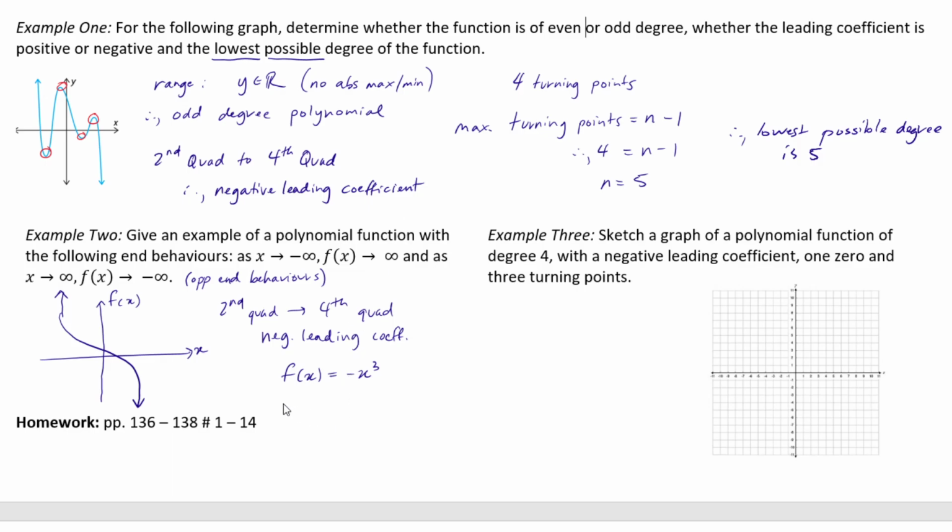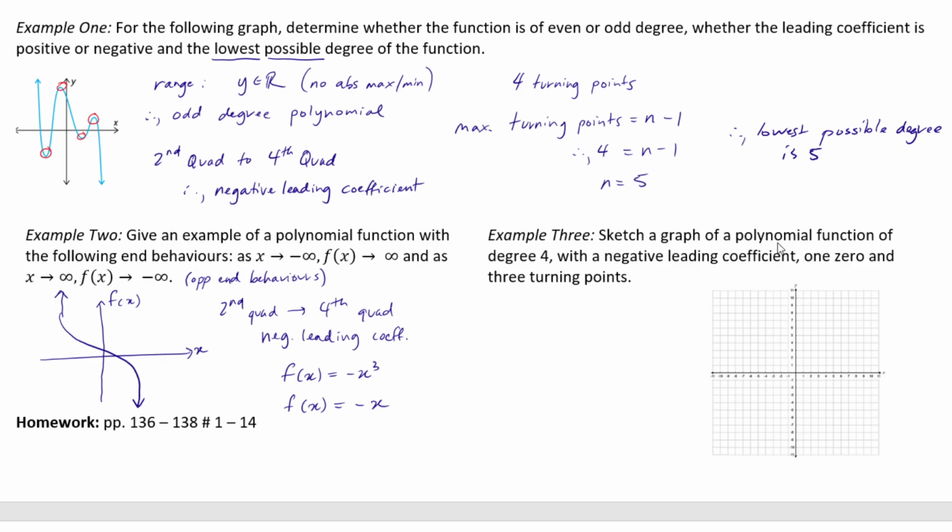Another example actually could be a linear function with a negative slope. And that works as well because the degree there is 1. So there's infinite possibilities here because it has to be odd degree and it has to have a negative leading coefficient. So you can come up with a bunch of them.